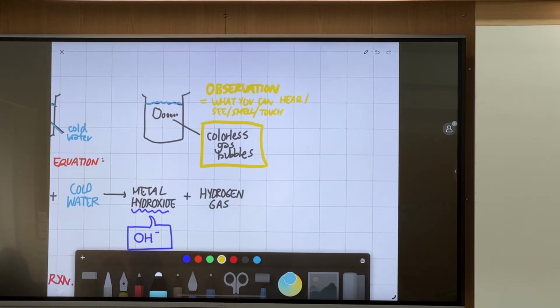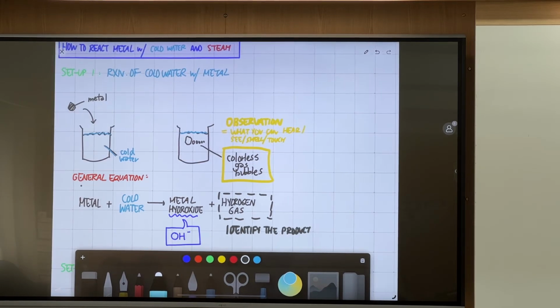And when you're asked to identify the product, well, you know that it is hydrogen gas. So that's the difference between identifying the product and stating the observation. They are different, you see. These two things are different.